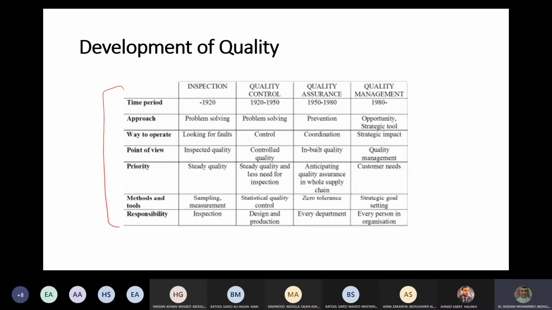Looking at the left-hand side, we have the time period. That means how we approached quality, or what the meaning of quality was in 1920, what it was in 1920-50, what it was in this third era, and what it was in 1980 and onwards. Actually, around 1995 or 2000, let me say 2000, there was also a new era called excellence.